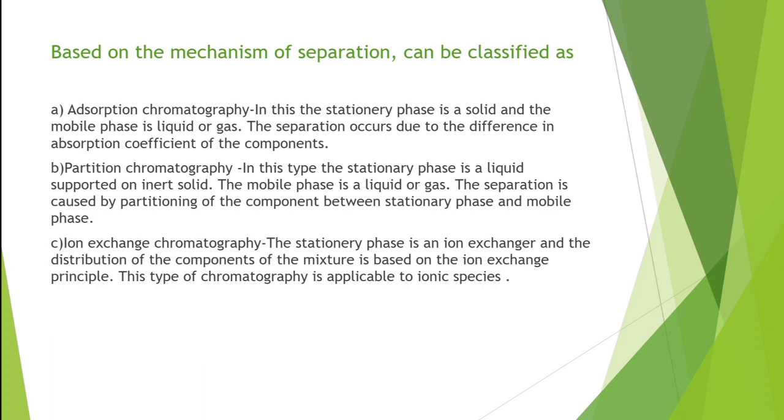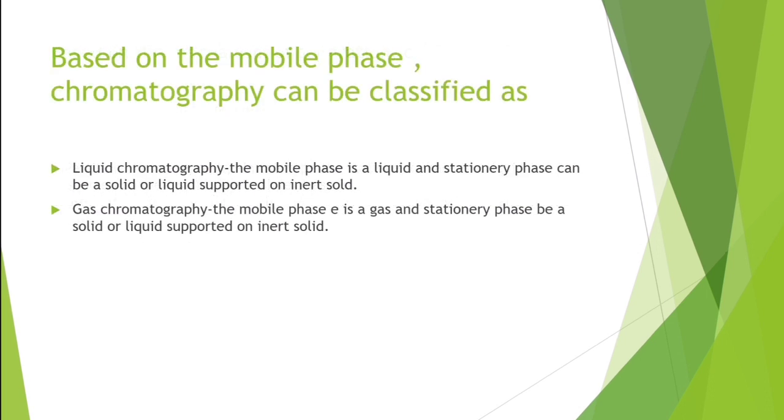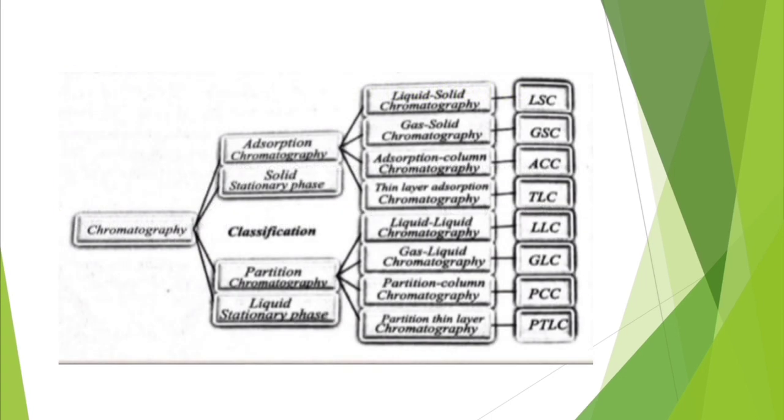Ion exchange chromatography. The stationary phase is an ion exchanger and the distribution of the components of the mixture is based on the ion exchange principle. This type of chromatography is applicable to ionic species. Based on the mobile phase, chromatography can be classified as liquid chromatography, where the mobile phase is a liquid and the stationary phase can be a solid or liquid supported on inert solid. Gas chromatography: the mobile phase is a gas and the stationary phase can be a solid or liquid supported on inert solid. This is a flow chart showing the different classifications of chromatography.